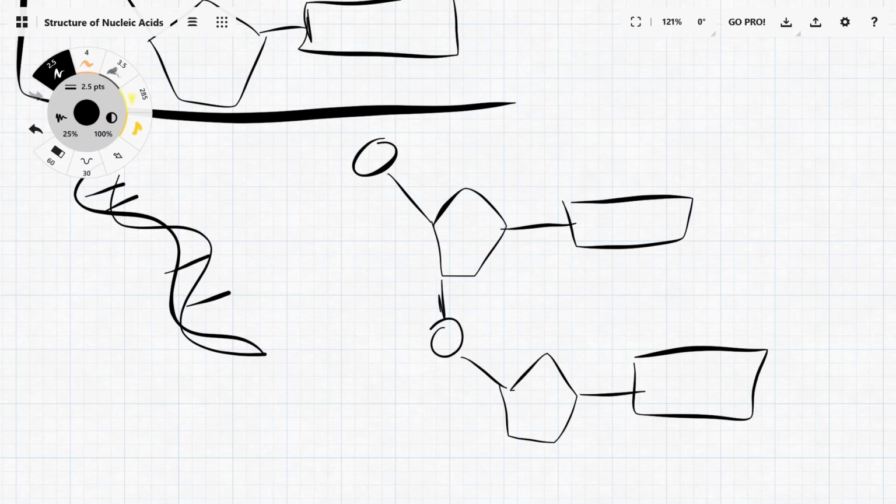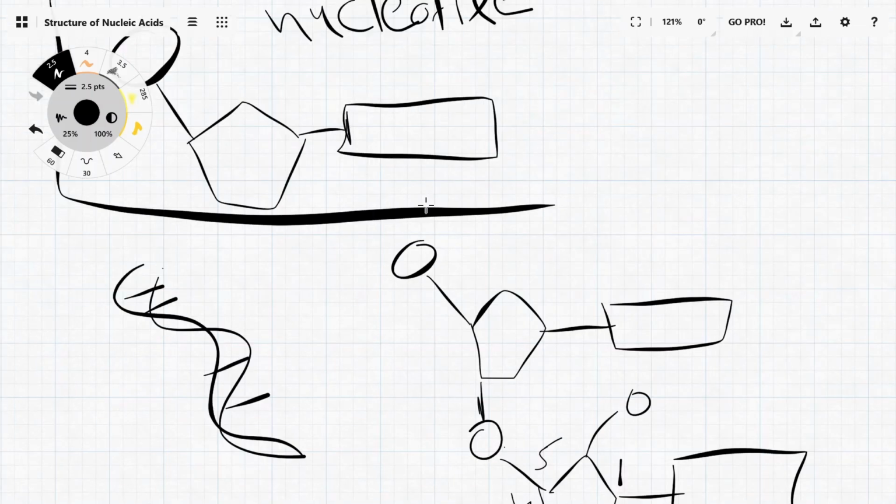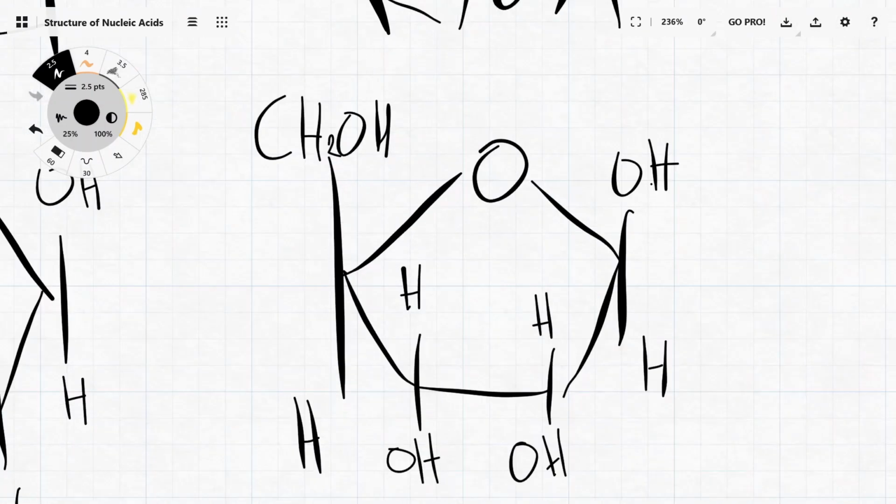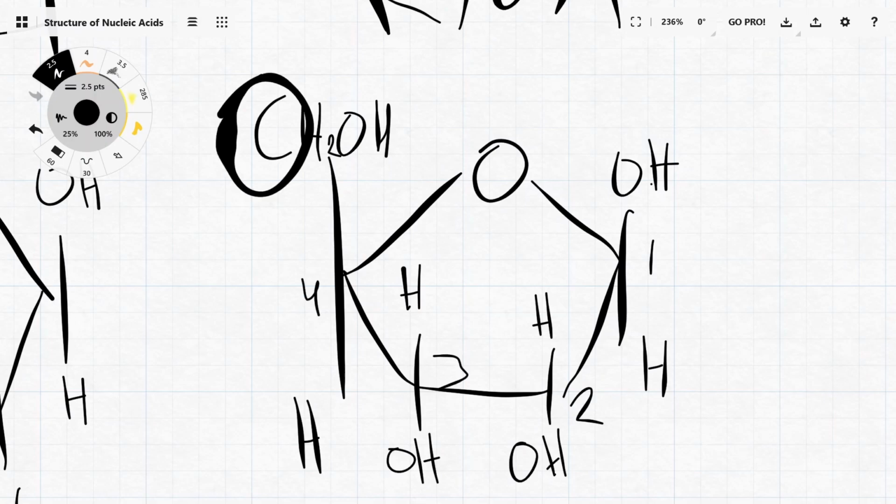And these carbons are numbered from 1 through to 5. This here is an oxygen. So we have carbon 1 through to 5. So 1, 2, 3, 4, and another fifth one right there. So if we come up here, we can see 1, 2, 3, 4, and this fifth one right here.